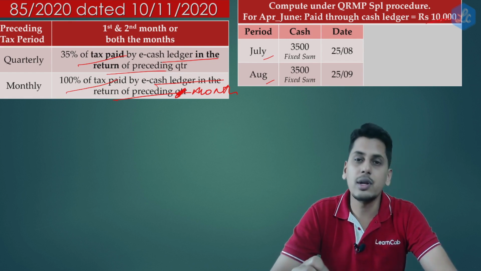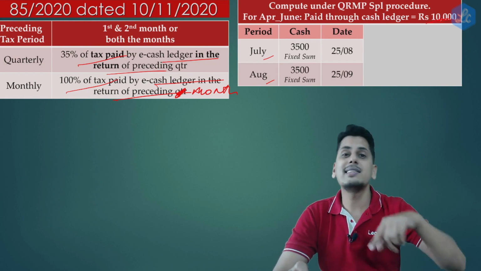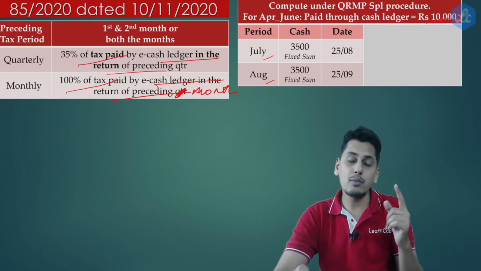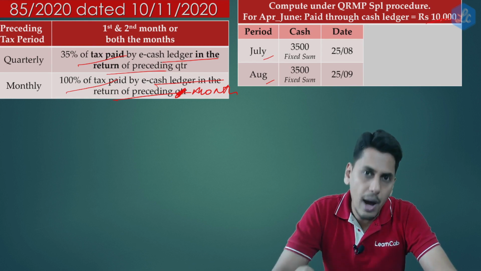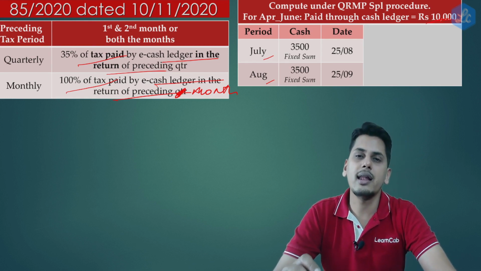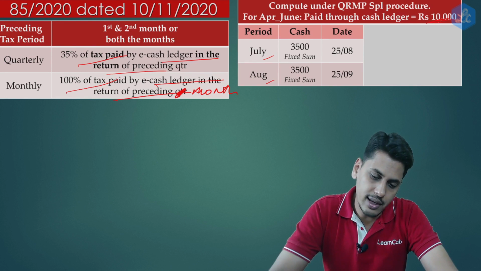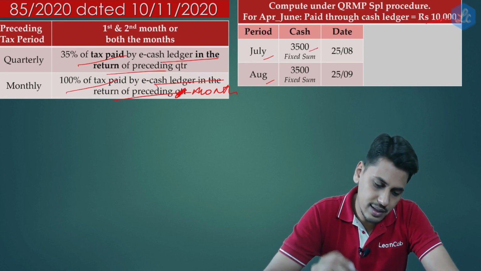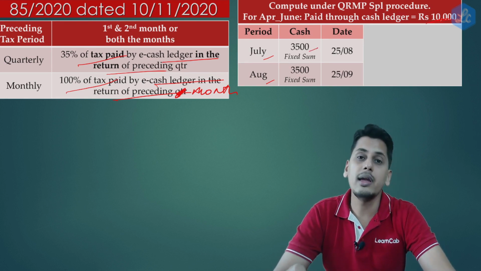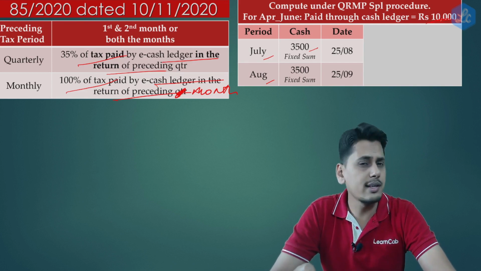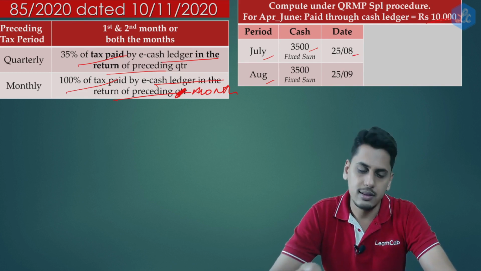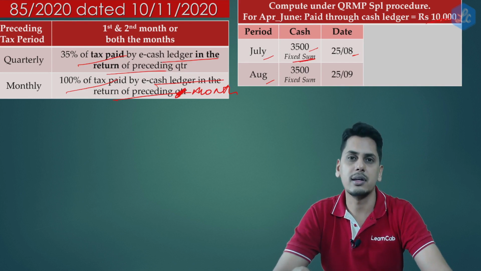Now for the month of July, I need to find out. So since my preceding tax period was a quarterly affair, I am going to take 35% of the amount which is paid by debiting the electronic cash ledger. So 10,000 multiplied by 35%, 3,500 I need to pay for the month of July. What is the due date? 25th of August. This is called the fixed sum method.